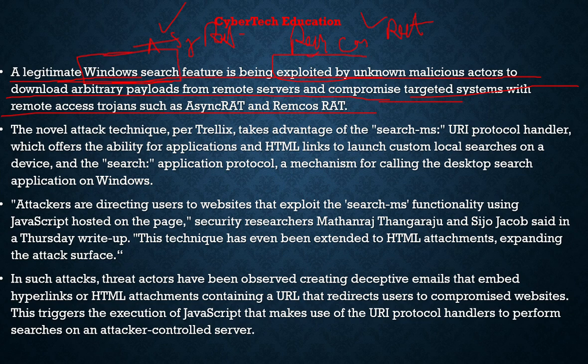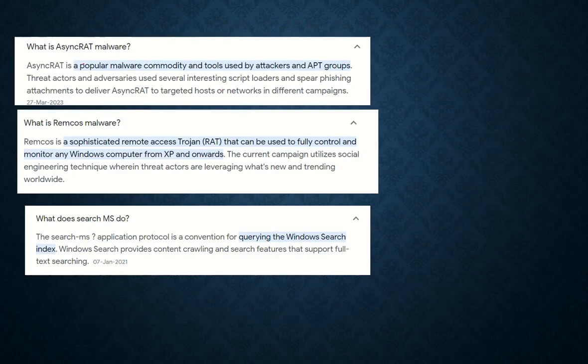The novel attack technique takes advantage of the search-ms tool. What the search-ms tool is, we'll also discuss, along with Asyncrat and Remcos. I have also fetched this, so here you can see what it is. Asyncrat is a malware, also known as a Trojan, a popular malware and tool used by attacker APT groups.